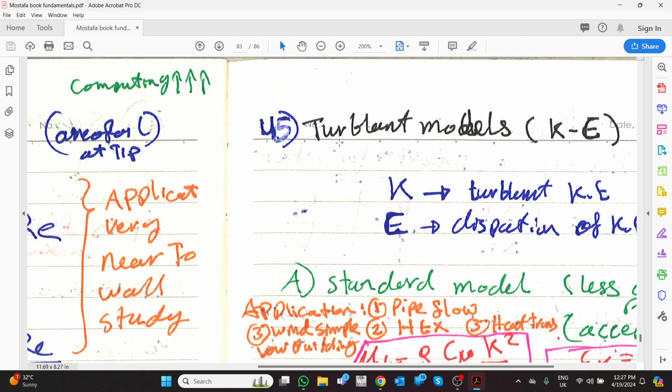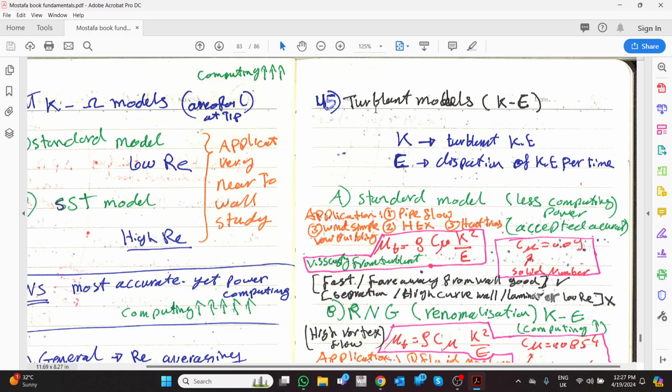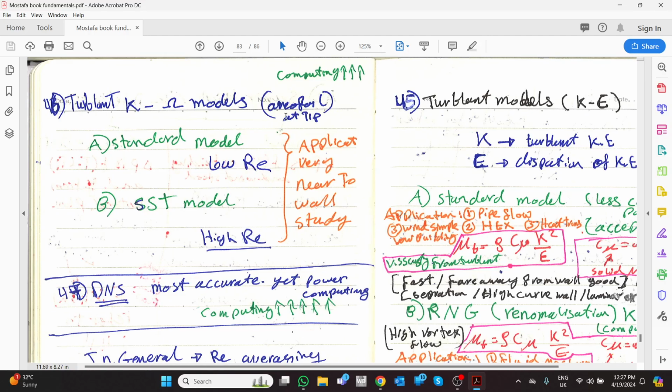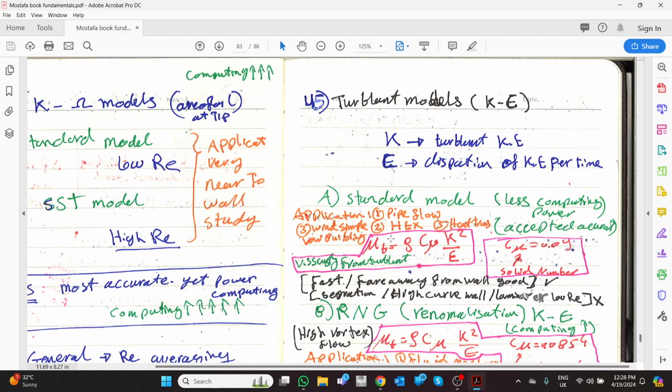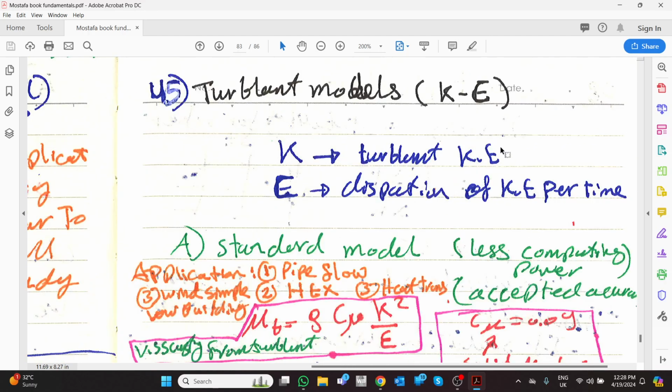For example, there is a model named K epsilon, and there is another model named K omega. There is another one, which is DNS, and there are many others, but these two are the most famous, and DNS is the most accurate. Okay, what does it mean?